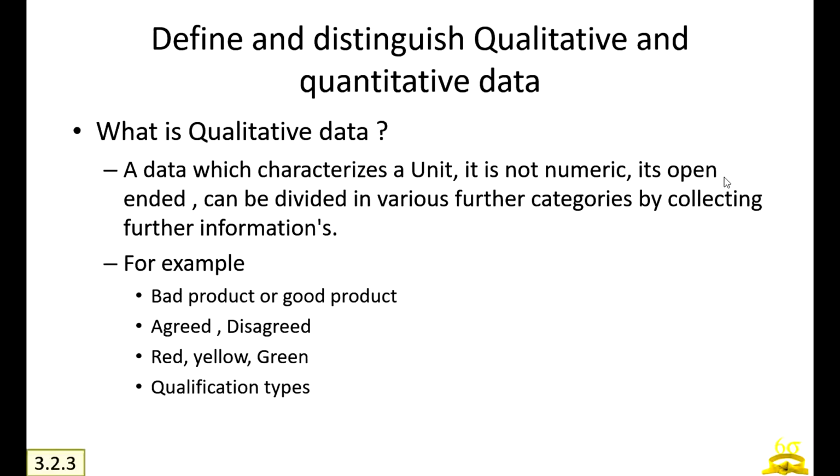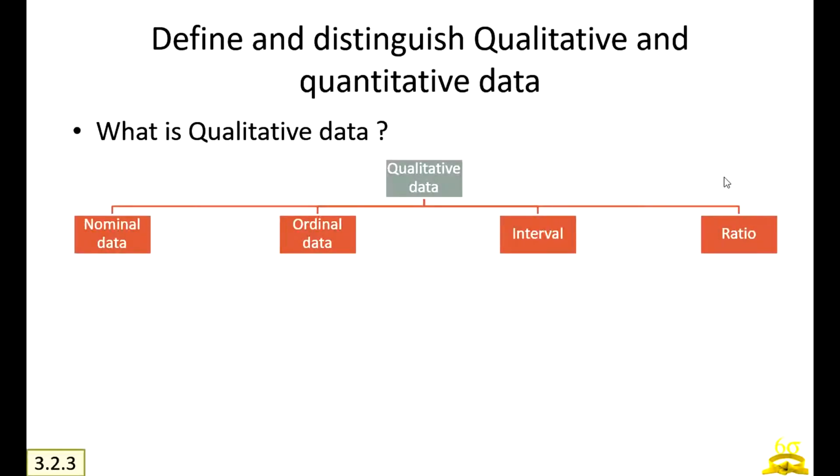Then agreed, disagreed, again you cannot divide further. Agreed, disagreed, red, yellow, green, all this can also be qualitative data. Types of qualification, master's degree, bachelor's degree, all this can also be qualitative data. Now broadly, qualitative data is again divided into 4 parts. The first one is nominal data.